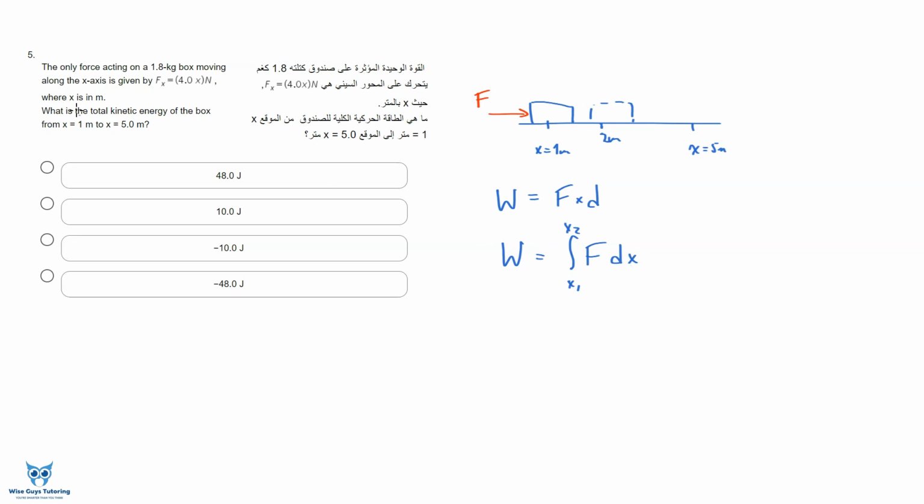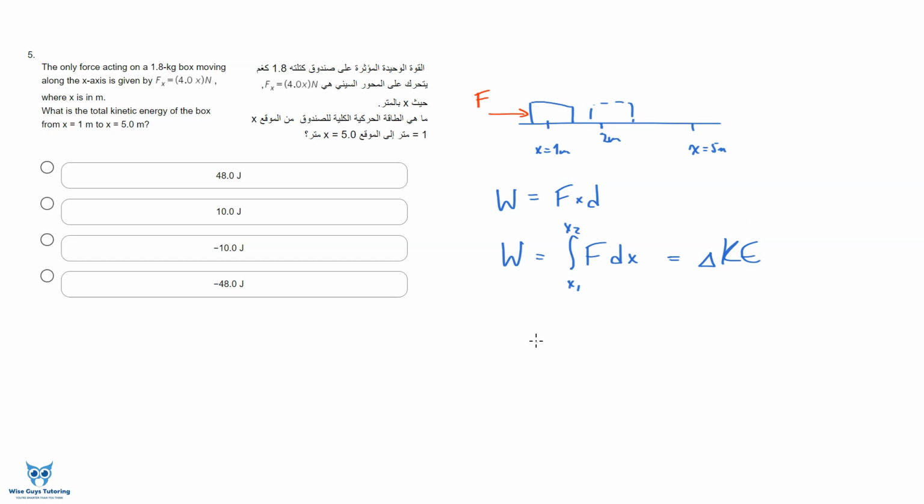Now, why am I getting work done? The question says, what's the total kinetic energy? Remember what I told you. Work done is energy transferred. So whatever work was done on this box is actually the amount of kinetic energy that will be transferred to the box. So these will be the same, and this is how you find it.